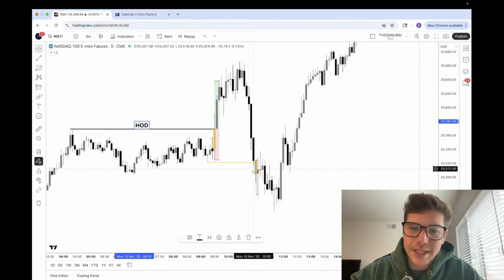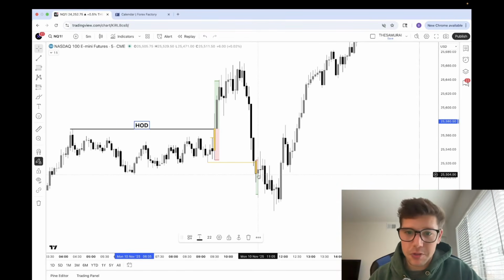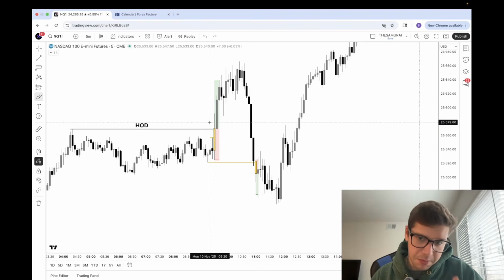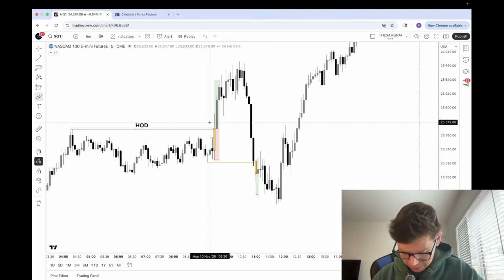Is this still a decent trade from a price action perspective? Yes, right? So this first trade right here is a breakout trade above the high of the day, which is considered to be an A+ price action position.